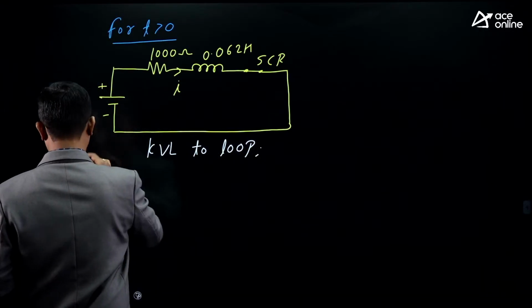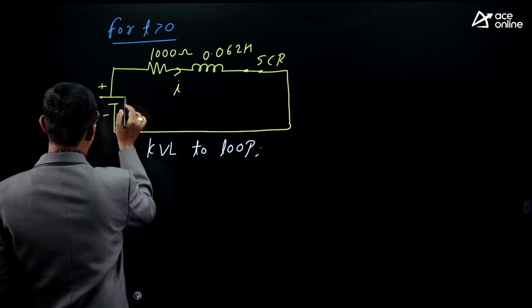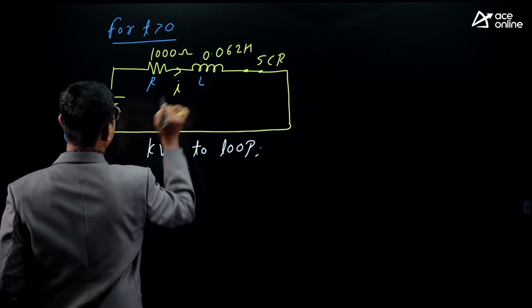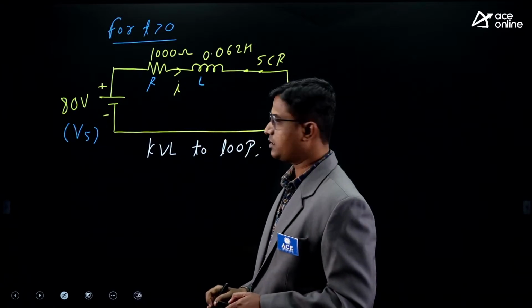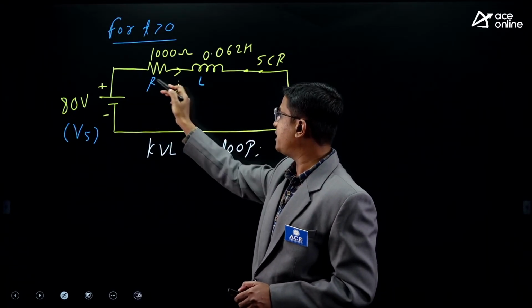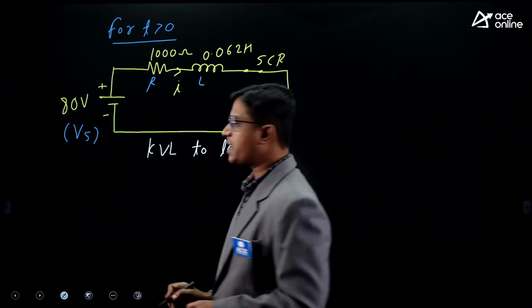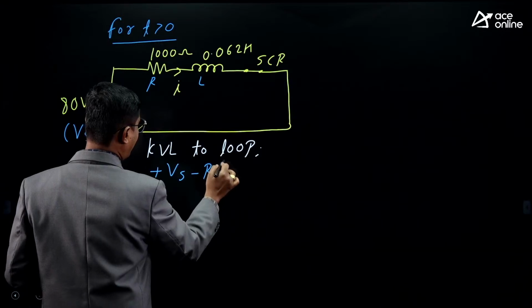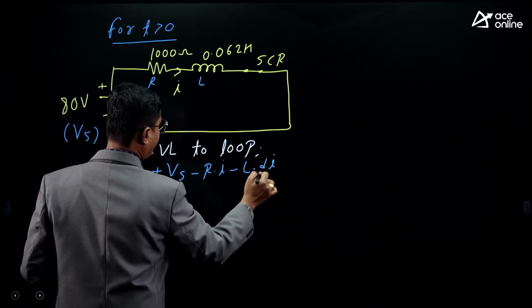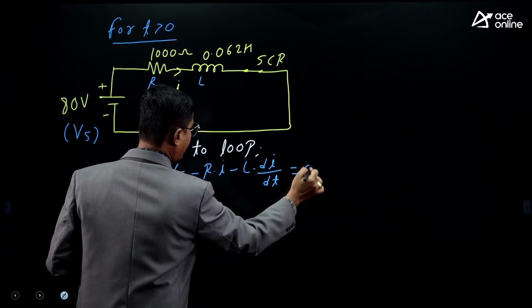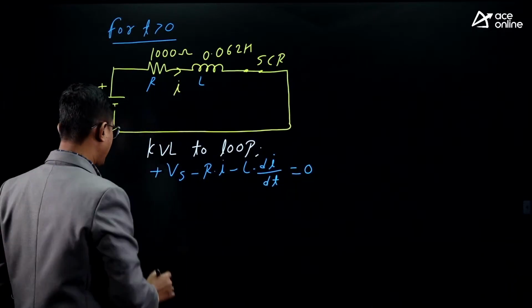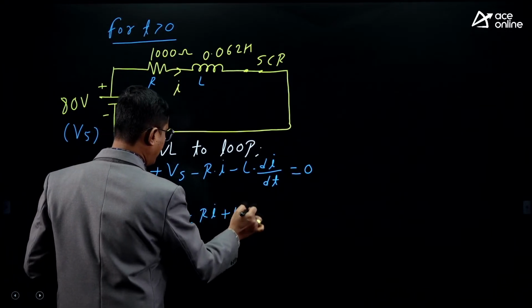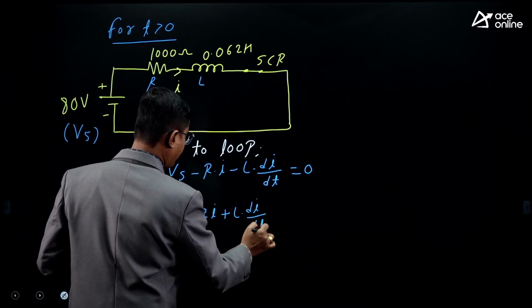So instead of 80 volt, I am writing this in terms of Vs, a general term, okay? Right. So apply KVL: plus Vs minus R into I minus L into di by dt equal to 0. Therefore Vs equal to Ri plus L into di by dt.